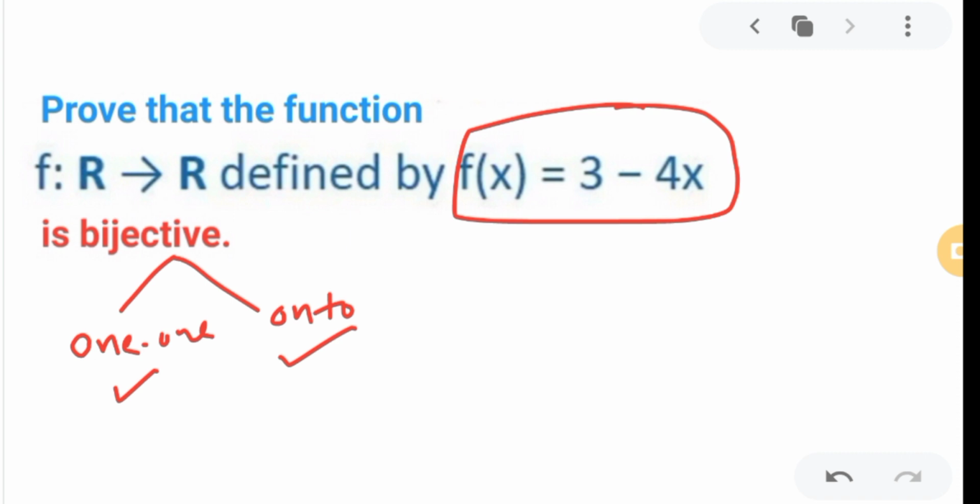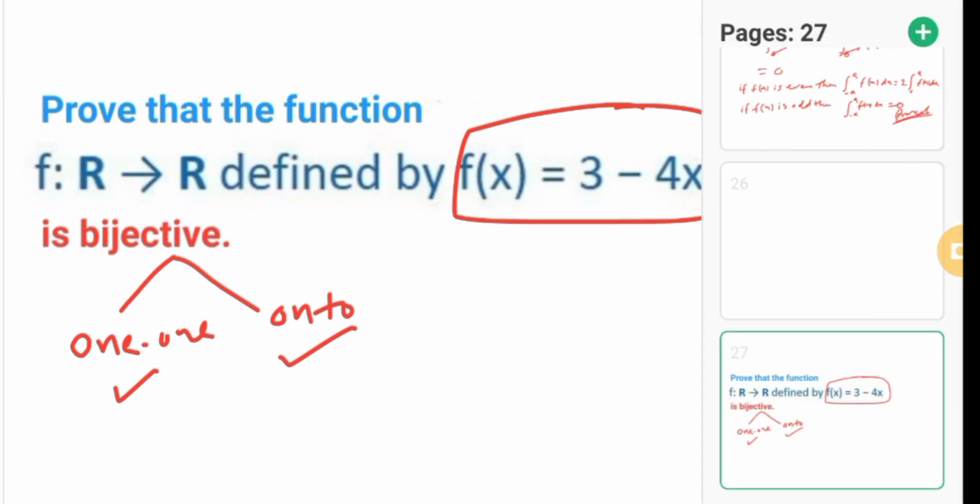And now what is the meaning of 1-1? What is the meaning of onto? I will discuss in this. Correct? So we have to prove that this is 1-1, this is onto. If these two are true, then I will tell that it is bijective. Correct?